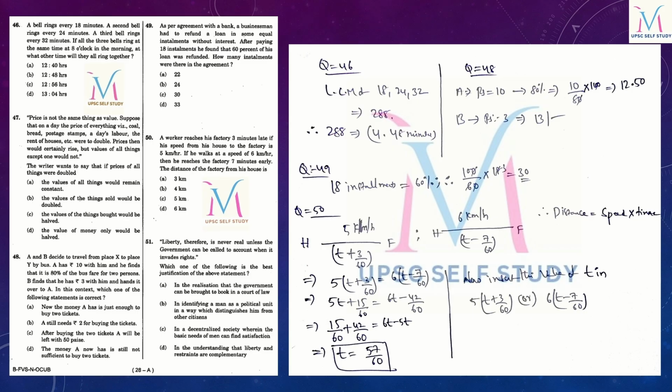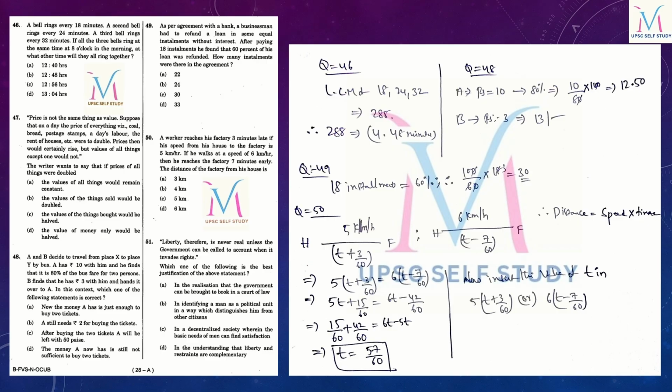Suppose on the day the price of coal, bread, postage stamp, day labor, the rent of houses, etc., are doubled. The price then would certainly rise. If they are doubling, the price would certainly rise. But the value of things except one would not.